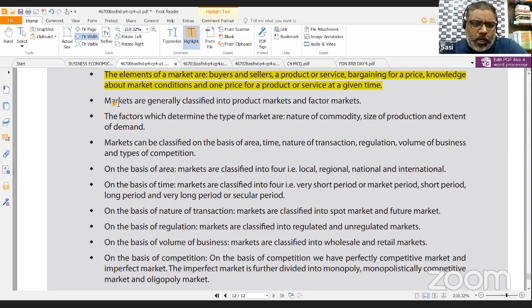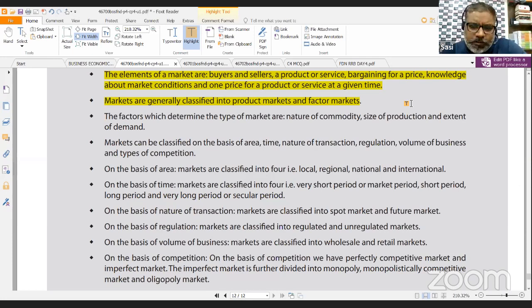Now, in general, at a broader level, the markets can be classified into product markets and factor markets. Product markets means, like we are talking about, the normal products, agricultural products, the products that we use normally, the FMCG products, or we buy something like automobiles. These are all product markets, where goods and services are bought and sold. That is a product market.